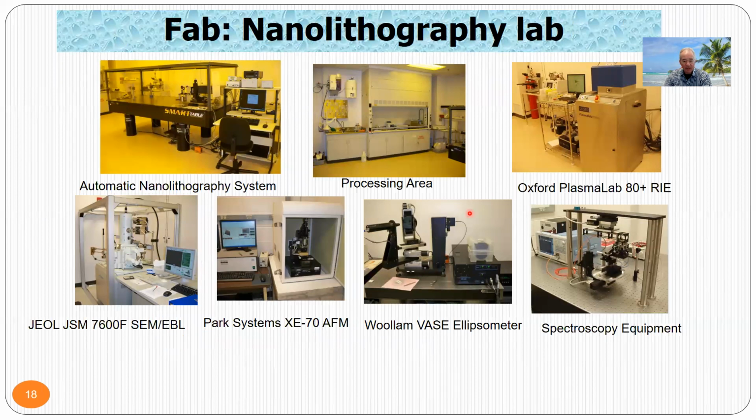Here shows just a picture of the lab where we work. This is the interferometer, 266 nanometer UV laser interferometry here, and the etcher that we use in our lab. We have an SEM, AFM, and ellipsometer to measure the thin film thicknesses that we deposit, and the spectroscopy equipment here.